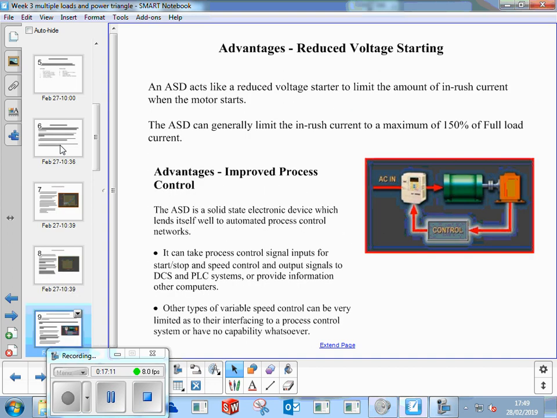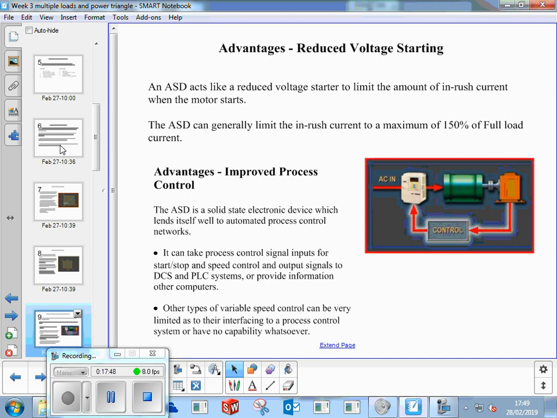Advantages. Reduced voltage starting was mentioned. It acts like a reduced voltage starter to limit the amount of inrush current when the motor starts. We all know when you start a direct online or a star delta motor, you've got an ammeter on there, the ammeter whacks over to full and then bounces back to a running current after a short period of time. The ASD can generally limit this inrush current to a maximum of 150% full load current.